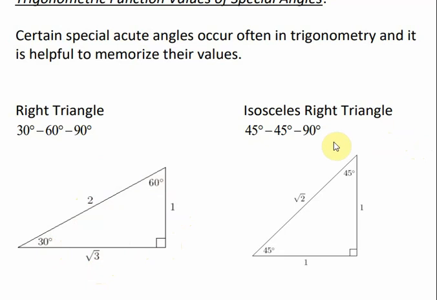Then for an isosceles right triangle that's 45, 45, 90, the sides that are across from the 45 degree angles are 1, and the side that's across from the hypotenuse is the square root of 2. So in any of these special triangles, we have the same ratios that we would in a unit circle. So if we were on the 30 degree angle, the sine of 30 degrees would be opposite over hypotenuse, which would be 1/2.